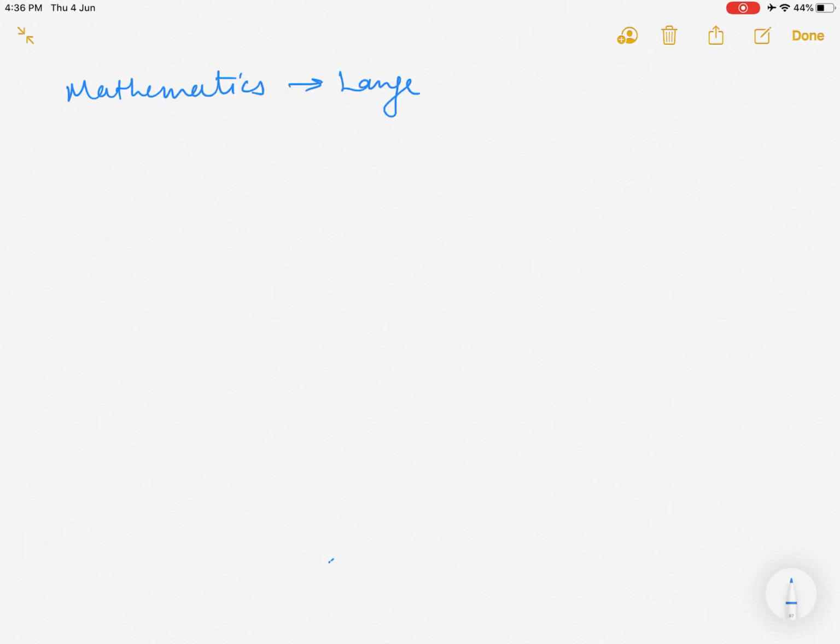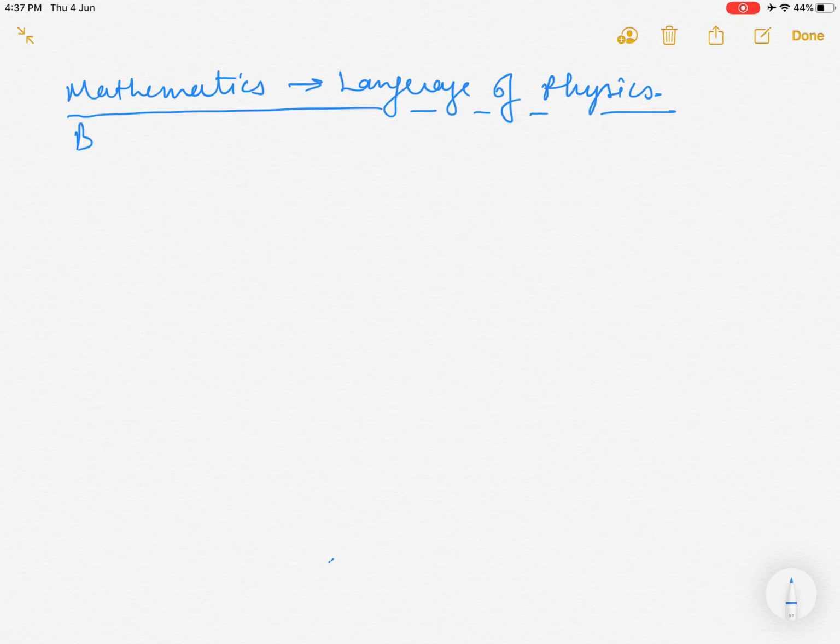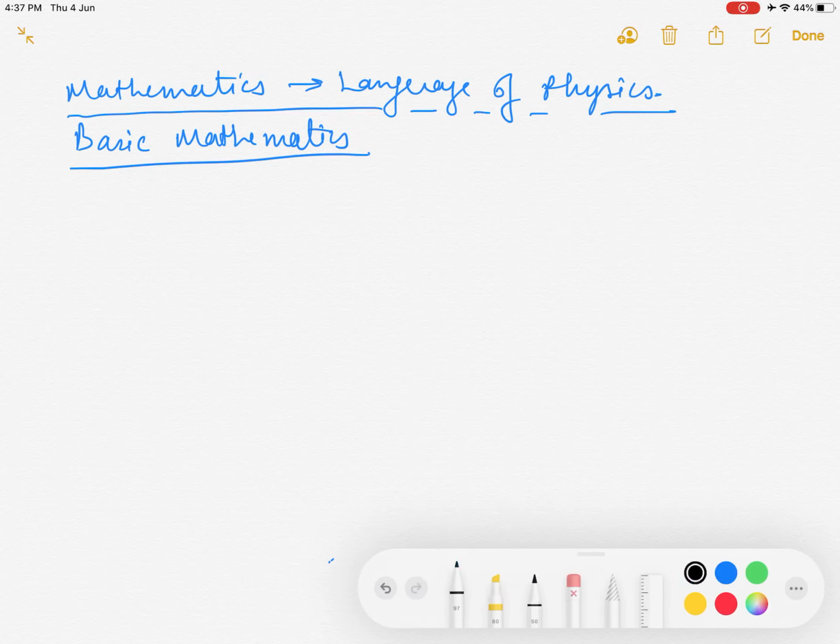Hello students, we have heard quite often that mathematics is the language of physics. So before starting a course on physics, I'll take you through the fundamental rules or concepts which you require in order to solve problems related to physics. What are the concepts in mathematics that you can use as a tool in order to solve problems related to physics, right? So this is basically a lecture on basic mathematics.